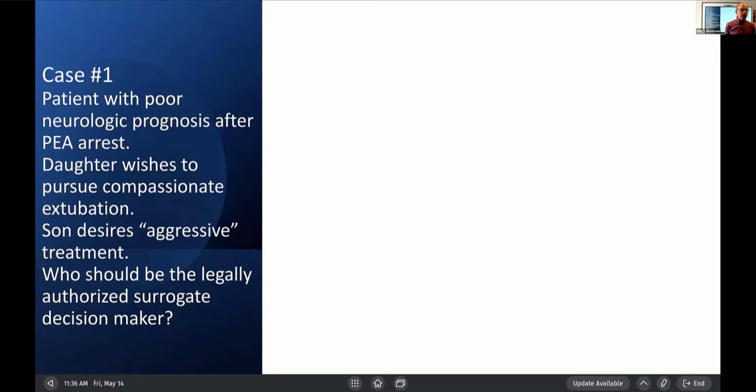Case one: a patient with poor neurologic prognosis after PEA arrest. The daughter wishes to pursue compassionate extubation. The son, however, desires aggressive treatment. So the question is, who should be the legally authorized surrogate decision maker? Let's go through the facts of the case and see what we have here.